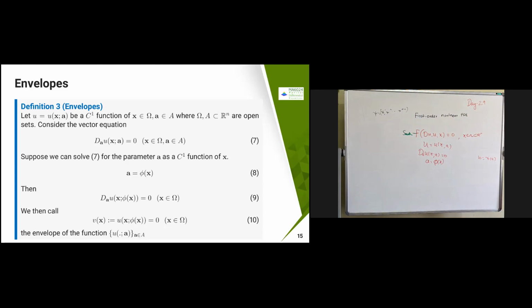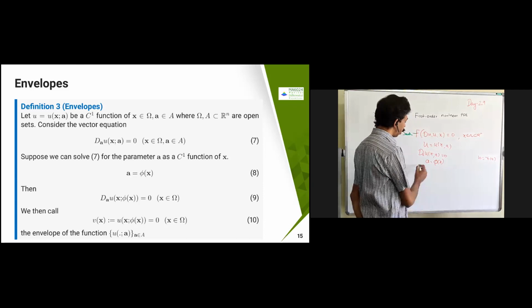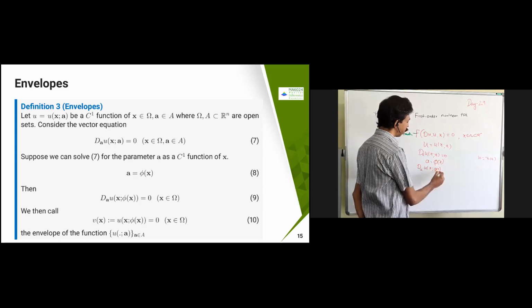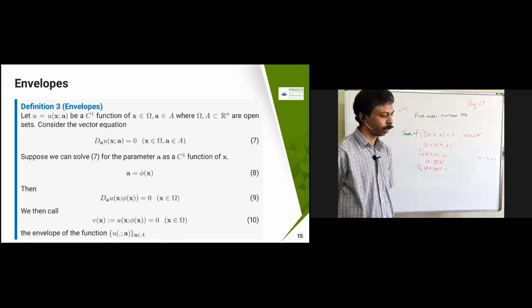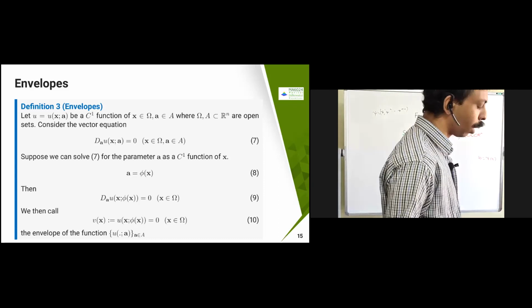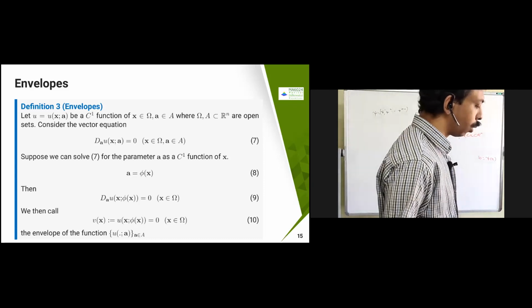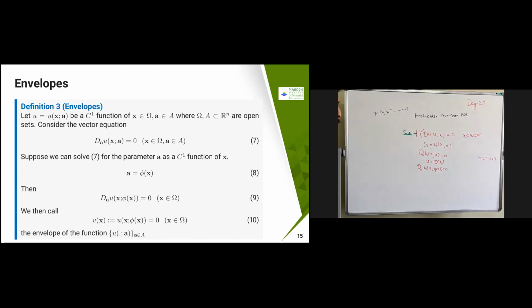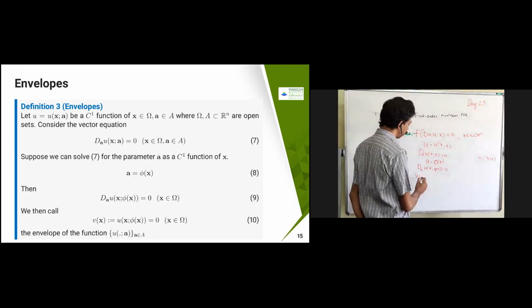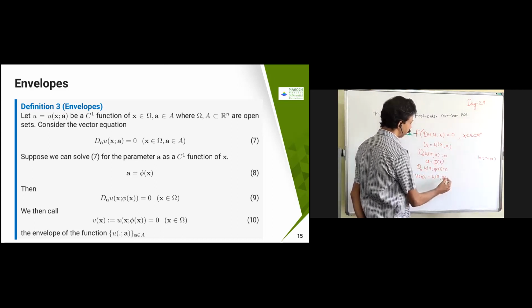So a is equal to pi of x is found. Suppose a equals pi of x is found, then we can just replace this: d_a u of x comma pi of x equals 0. In that case, I can find some v of x, defined as u of x comma pi of x. I'm just replacing a by pi of x, and that is becoming v.